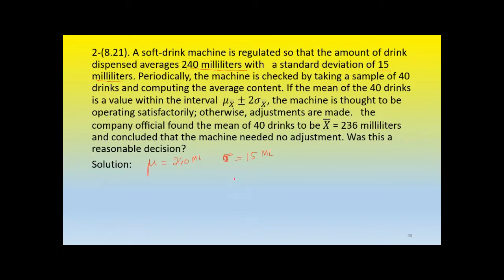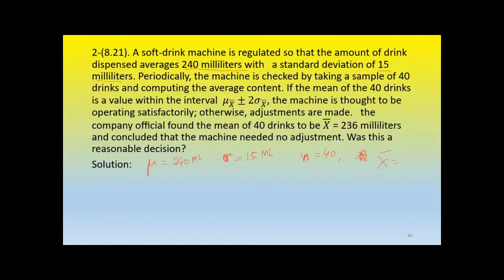Periodically the machine is checked by taking a sample of 40 drinks. Okay, the sample size n is 40. A sample of 40 drinks, and computing the average content. Again, we have to find the average of the sample. So the sample size is n. What is the average of the sample? X bar. We will check.